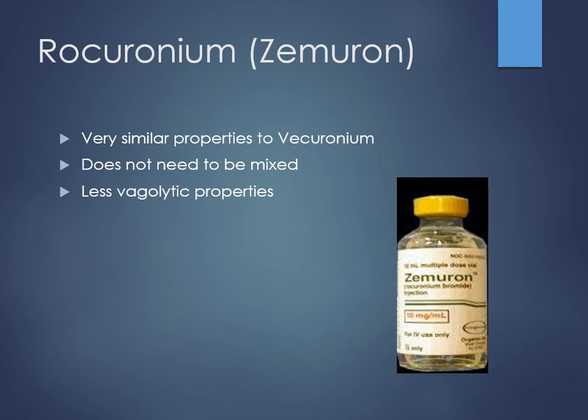Rocuronium is probably the most common one we use with RSI outside of succinylcholine. So again, this is probably the go-to for RSI as far as a non-depolarizing neuromuscular blocker. So again, would you see any fasciculations with this? Nope, it's non-depolarizing. It's not going to activate that receptor. It's only going to block it. You're also going to find less vagolytic properties. You're going to be less likely to cause bradycardia with this drug. You're going to be less likely to run into any kind of issues that you saw with succinylcholine.